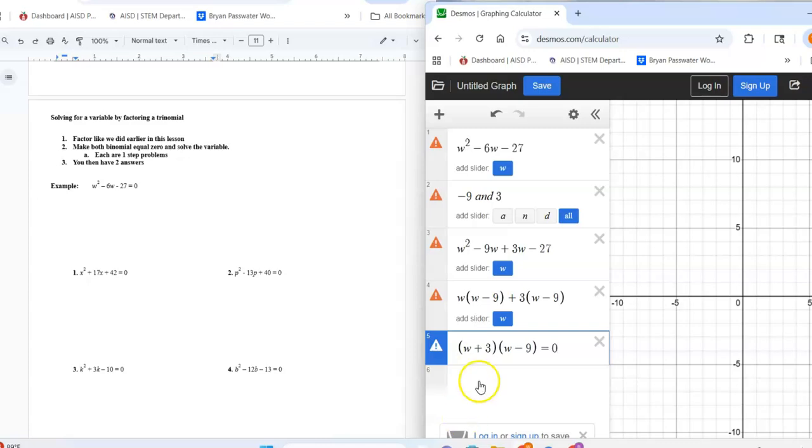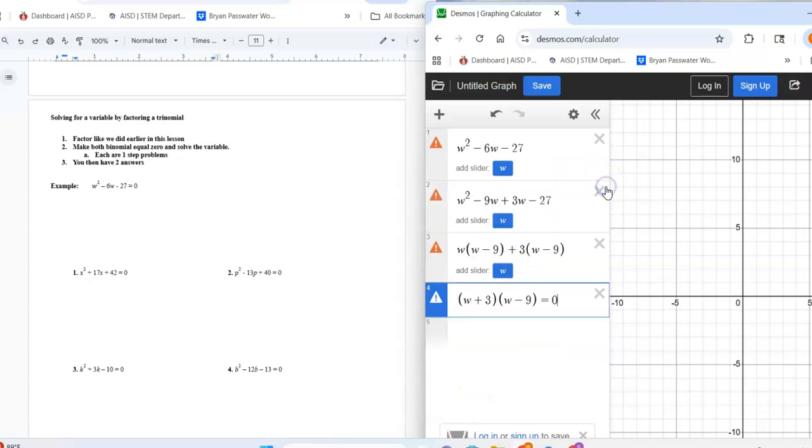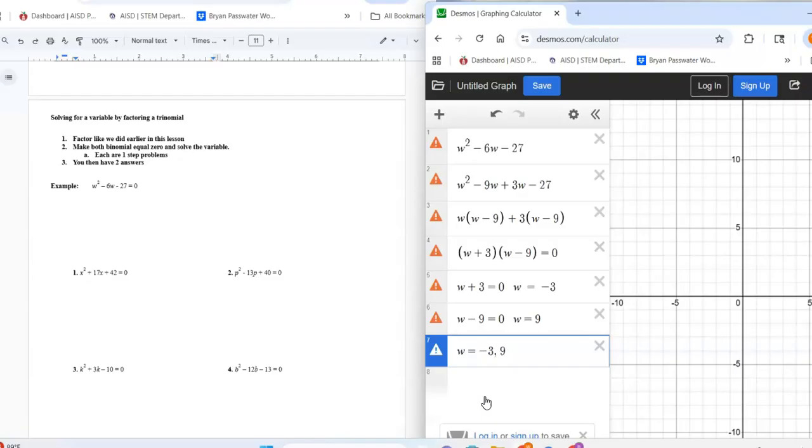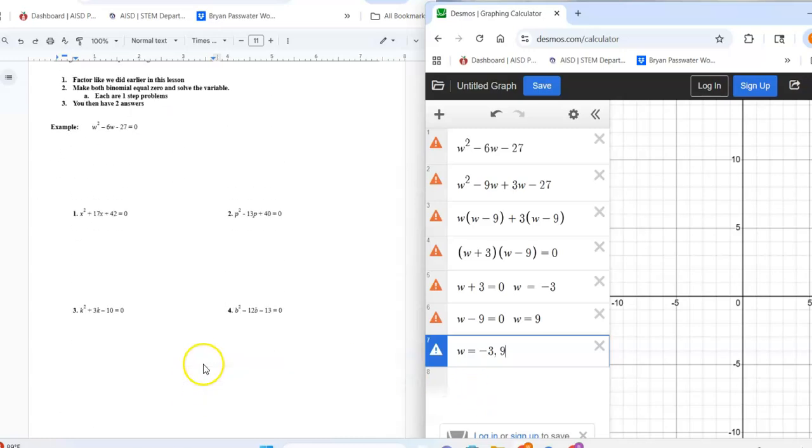So what does that mean? That means there are two separate problems to solve. There is w plus 3 equals 0, and if you subtract 3 from both sides, you'll find out w is negative 3. We also have w minus 9 equals 0, and if you add 9 to both sides, you'll find w is 9. So the way to write the answer for this would be w equals negative 3 comma 9. That's how you do these. I'd like to see you try doing 1, 2, 3, and 4 like that, where you're factoring.